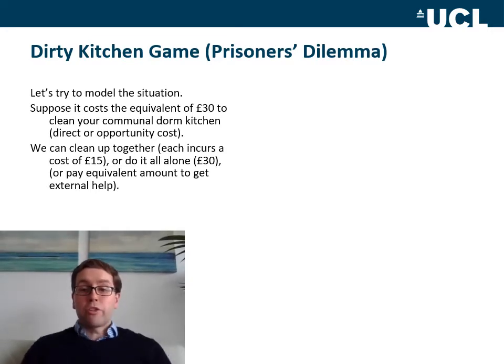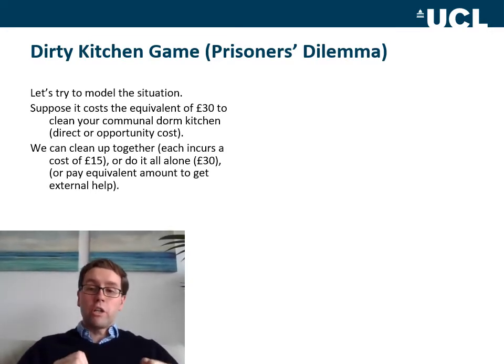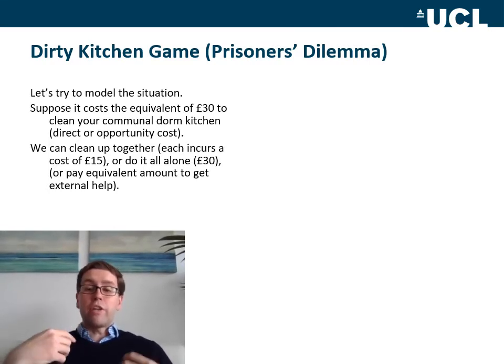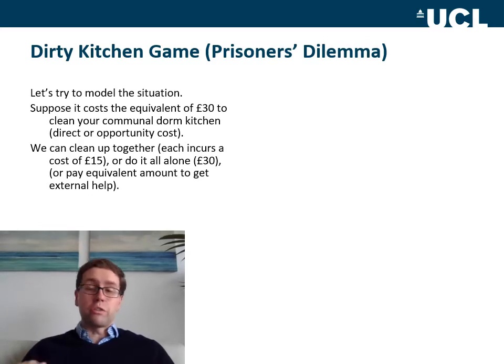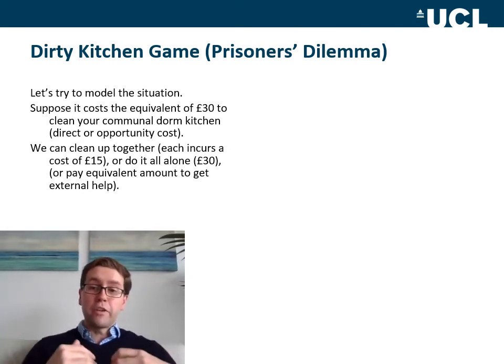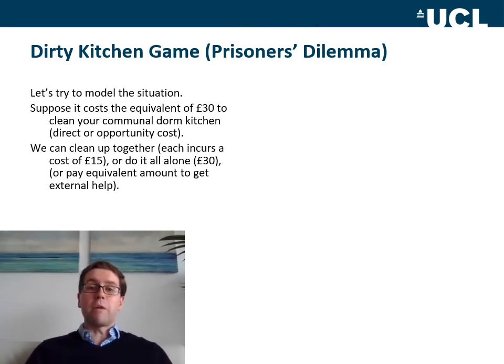And so basically we have a choice here. We can either do this together, the two of us, you and me together, we clean up. That means both of us incur a cost of 15. So we both chip in £15 and pay the cleaner, or we suffer £15 worth of pain or of lost other activity. You could have spent £15 worth of your time to study for the ESPS core course exam, right?